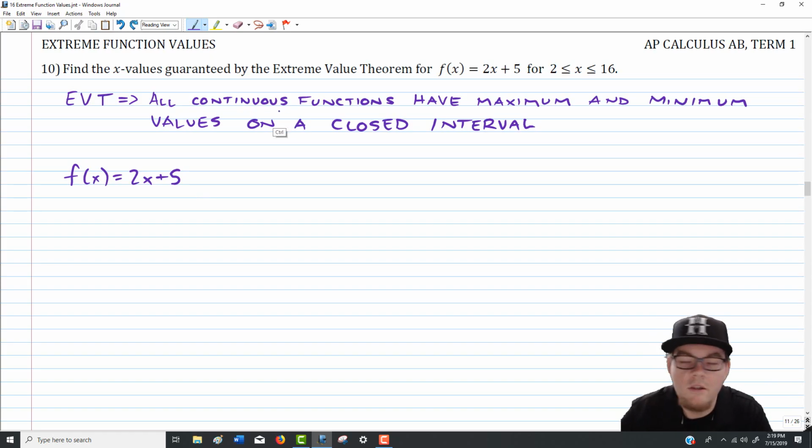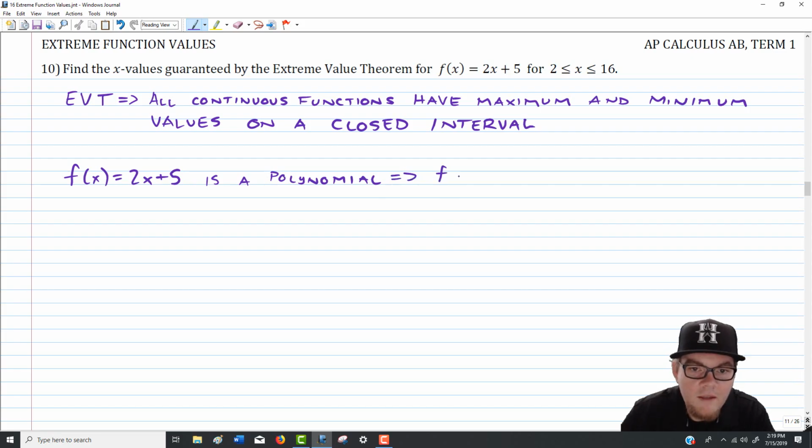Continuity is a guarantee, or a requirement, of this particular theorem. So basically the function is 2x plus 5. This is a polynomial. Yes, we'd probably call it a line or a linear function, but polynomial is a broader structure. So it's a polynomial, which implies that f of x is continuous. So that's our first bet.